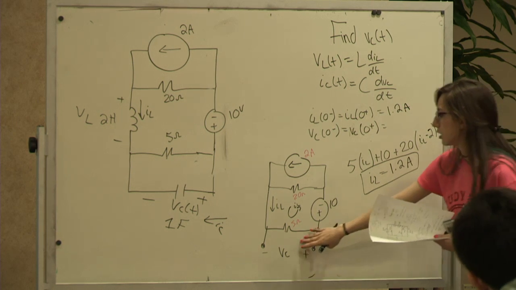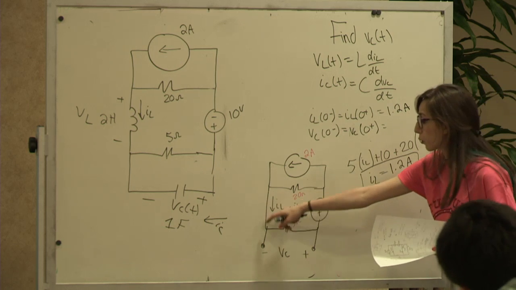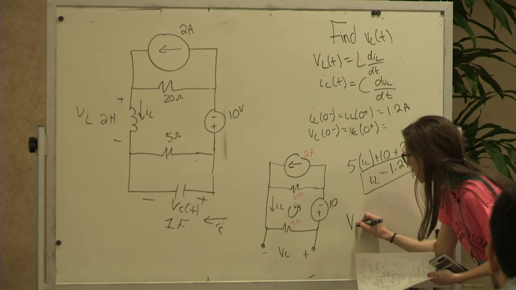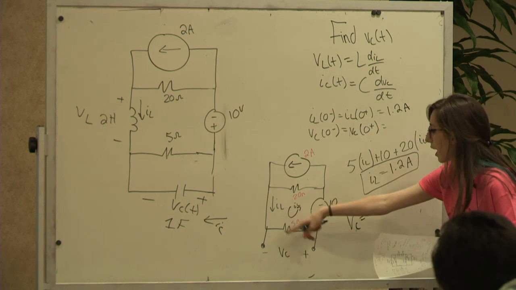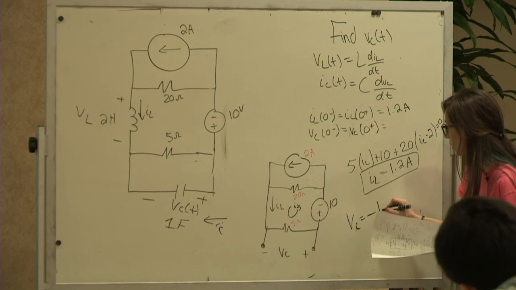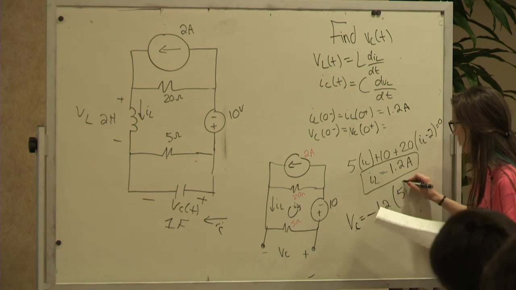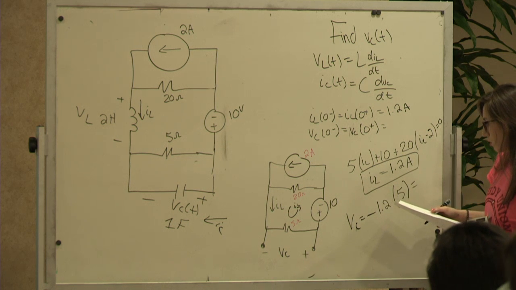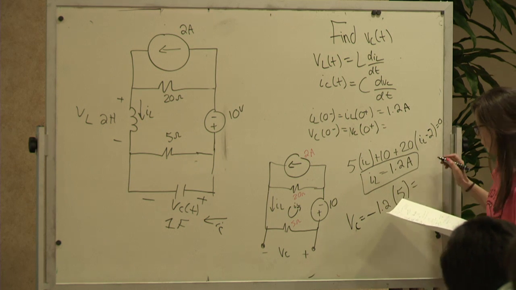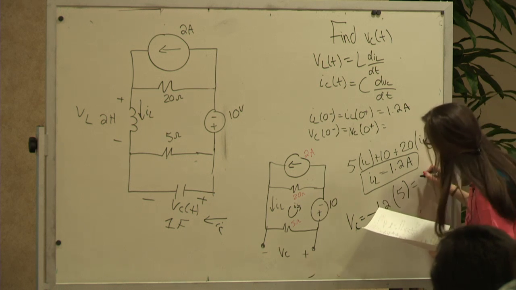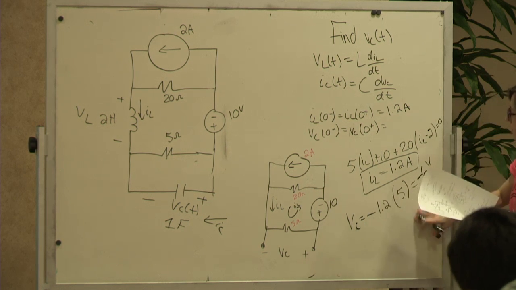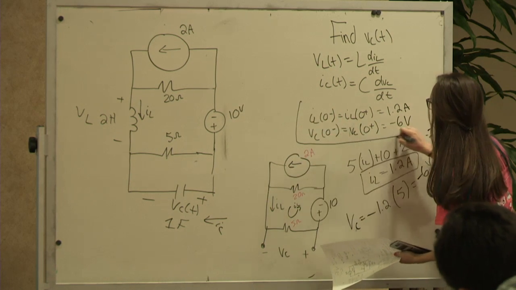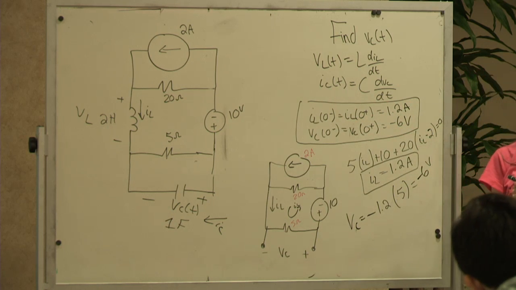And then what about VC? So we know IL now. IL goes through the negative terminal. This is in series. So your VC is going to be the negative of that, and just Ohm's law. So IL times 5. IL is 1.2 times 5, and that'll give you -6 volts. Yeah, that's -6, right? Sorry, I'm writing diagonally. Okay, so we found that. Any questions on how we got our initial conditions?